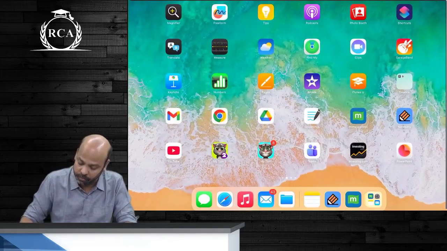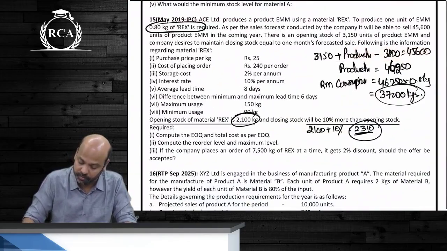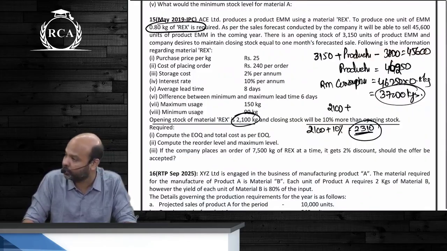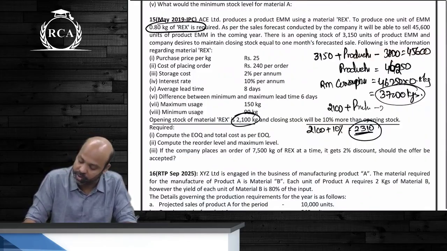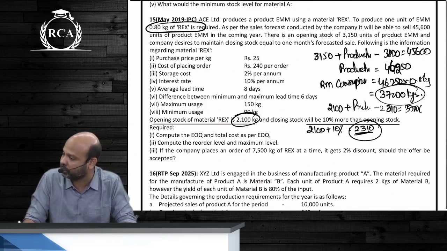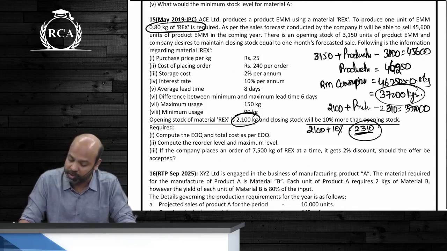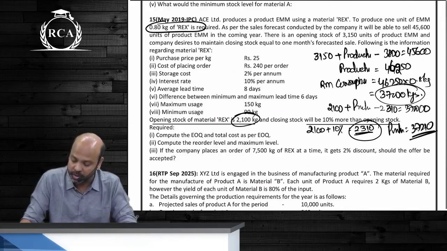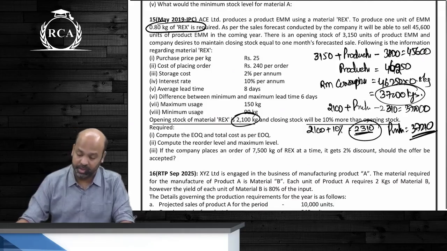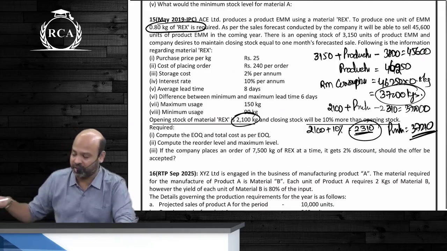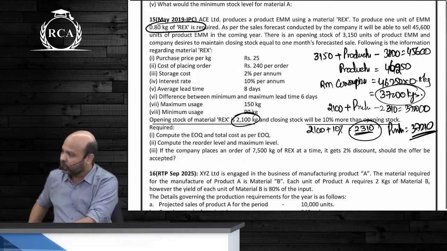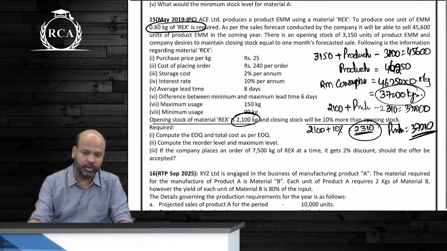So opening stock 2,100 plus purchases guys minus 2,310 will be equal to how much? 37,000 consumption. Using this you will get purchases beta. Purchases will be equal to 37,210. This will be the amount of raw material to be purchased. For EOQ computation and everything else, you will take 37,210 kgs. Are you all following?